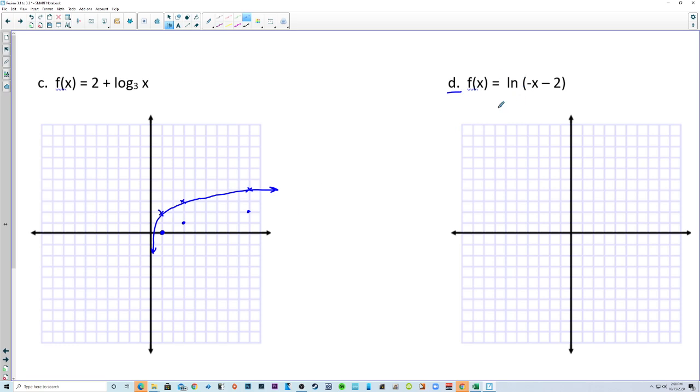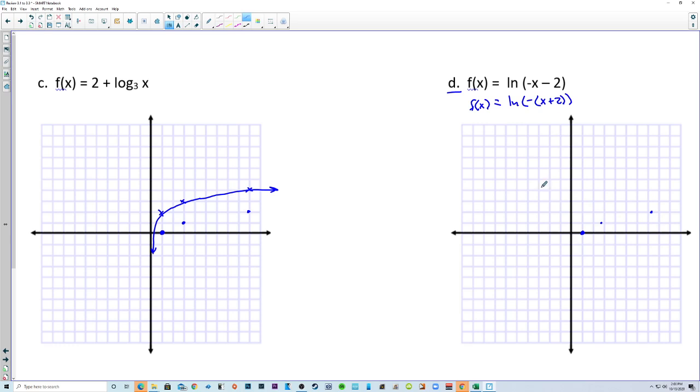Over here on letter D, we're going to have to rewrite this. We have the natural log. Remember, the variable on the inside needs a coefficient of 1. So we have x plus 2. And we have a negative on the inside. Let's get the parent graph. We have 1, 0. 2.718 is 1. A little over 7. 1, 2, 3, 4, 5, 6, 7 is e squared. So there's the parent graph.